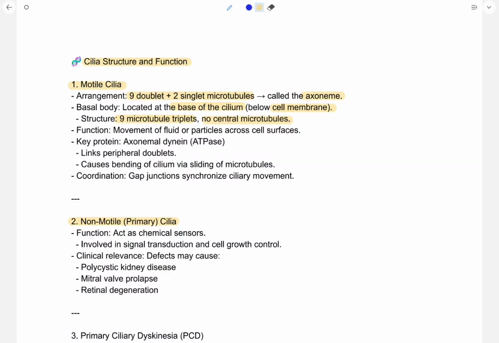Its function is movement of fluid or particles across the cell surface. The key protein here is axonemal dynein, or ATPase. It links peripheral doublets and causes bending of the cilium via sliding of microtubules. Coordination: gap junctions synchronize ciliary movement.